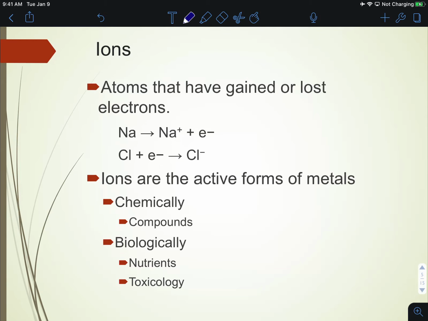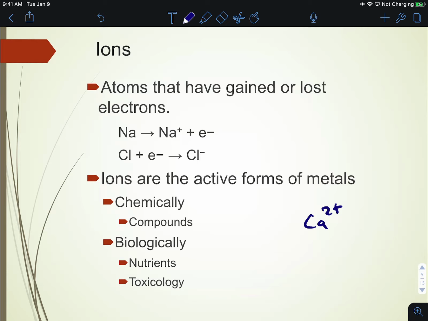Now, this is important. Ions are really the active forms of metals. When I say active, I mean the ones that our body uses for nutrients, the ones that cause toxicological effects, the ones that form compounds. So when you think about something that's very simple like calcium, okay? When I think about building bone, it's the calcium ion that's used to build the bone because it's building a compound that is your bone.